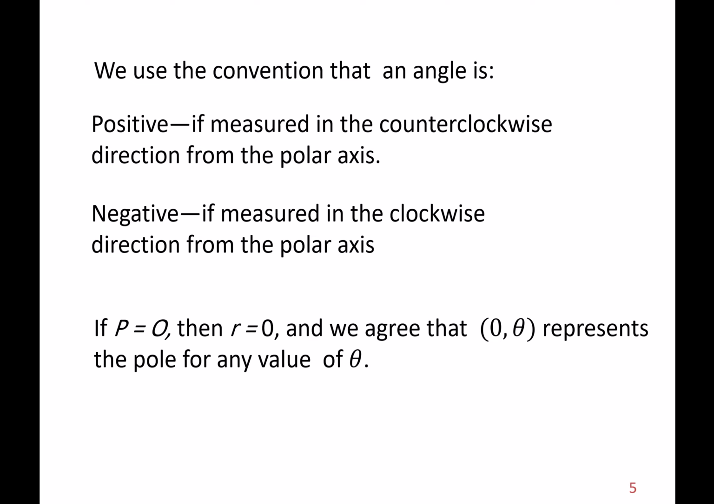Now we have two types of angle. Counterclockwise is a positive angle, and clockwise is a negative angle. So when we draw counterclockwise, our angle is positive, and clockwise our angle is negative.